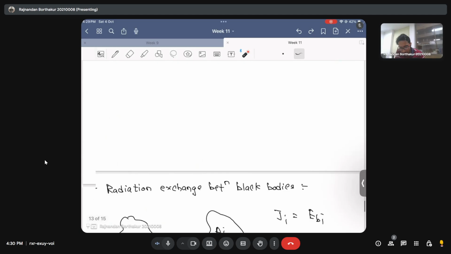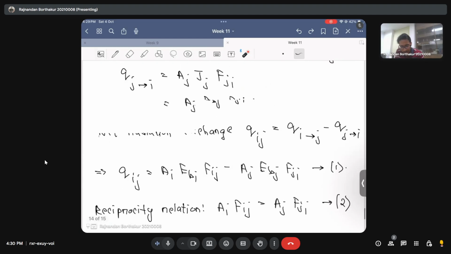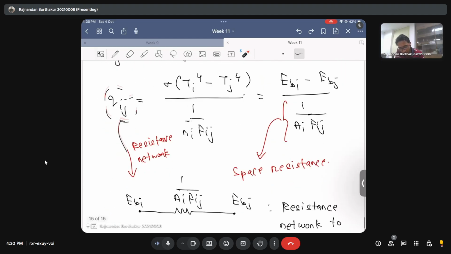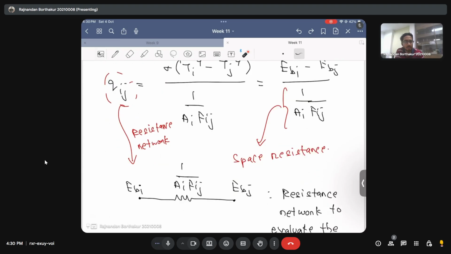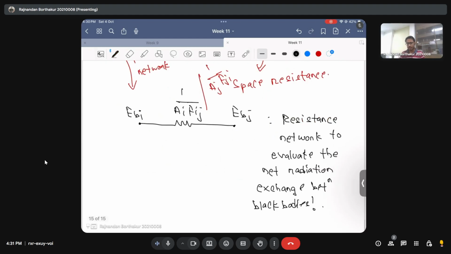And then we ended our discussion by trying to understand radiation exchange between black bodies. And equivalently, we said that we can form an equivalent radiation network analogous to the network that we define in case of conduction heat transfer and also convection heat transfer, where we saw that now the nodes become precisely the emissive power nodes, and the resistance that comes is in the form of a space resistance of the form 1 by Ai Fij. You can also similarly write this resistance as 1 by Aj Fji, typically because of the view factor reciprocity relation.